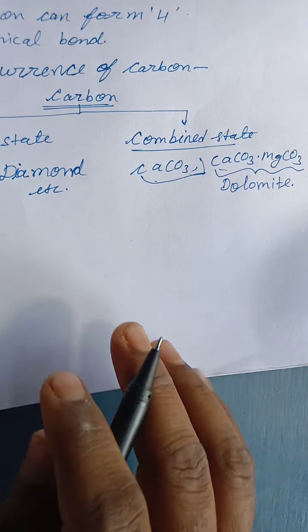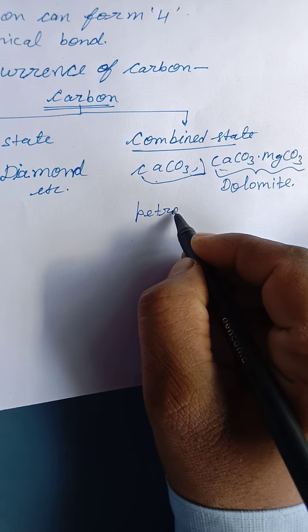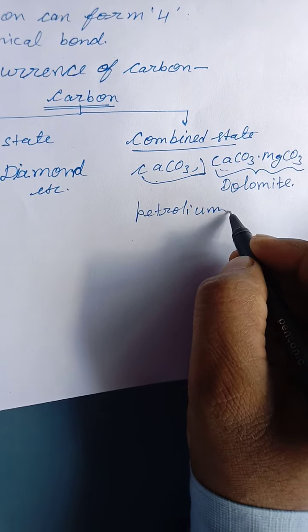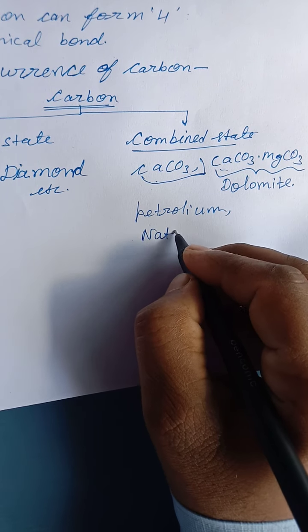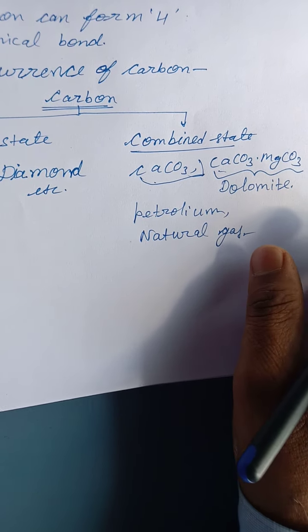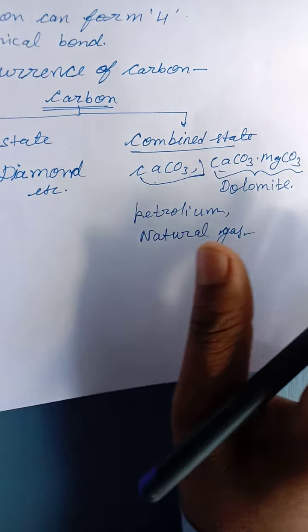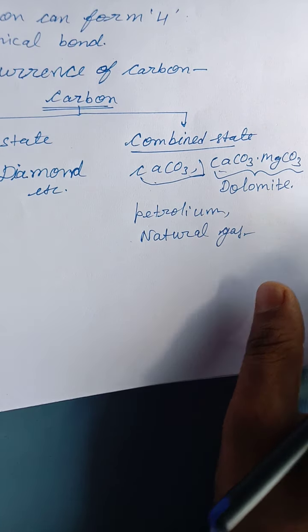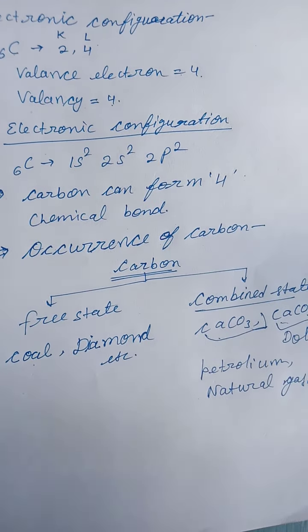Similarly, in the form of petroleum, natural gas, etc. These are all combined forms of the carbon atom. Now we will discuss the allotropes of carbon. Okay, my dear?